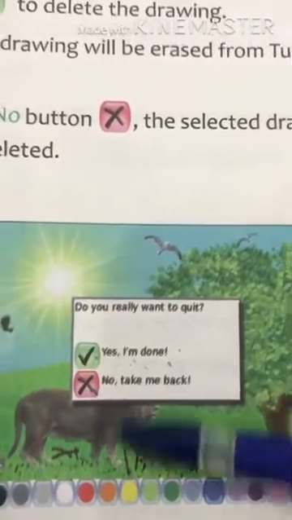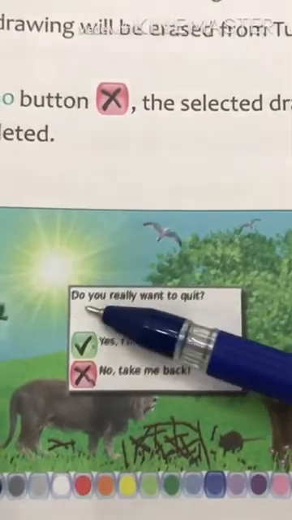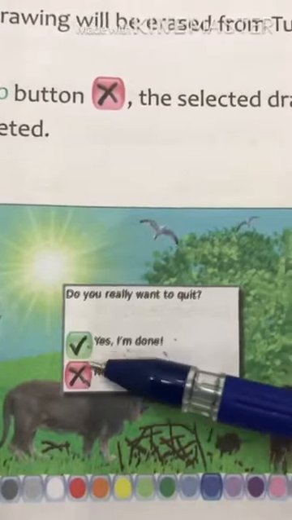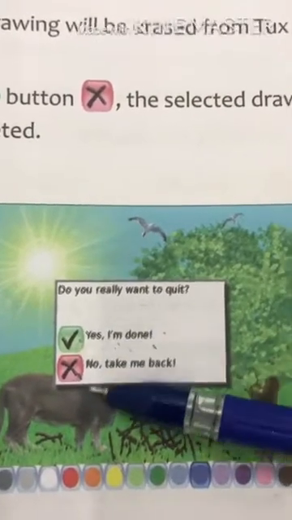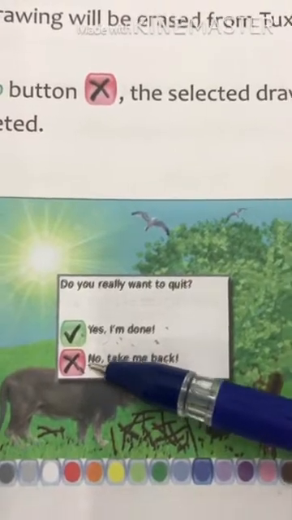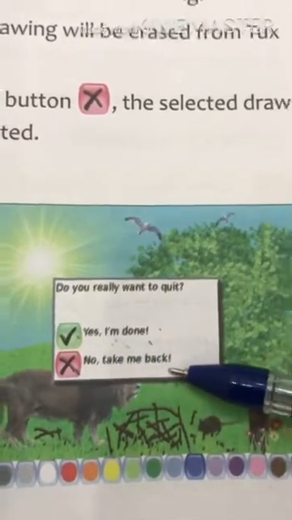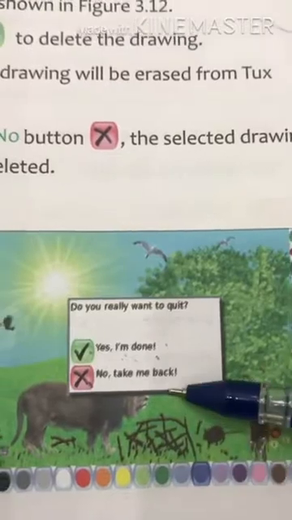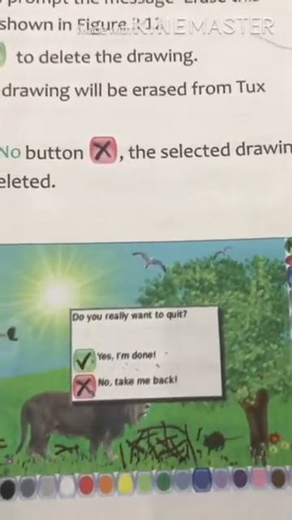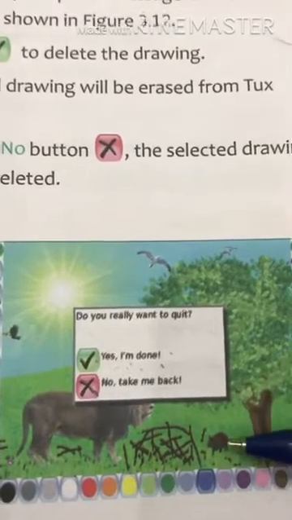It means your text paint will again ask you if you really want to quit. If you really want to quit, then click on this yes option, and if you really don't want to quit, then you will click on this no, take me back. So this is all about the quit tool and how to exit from the text paint program.